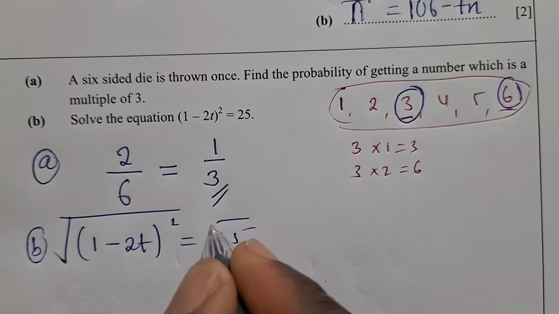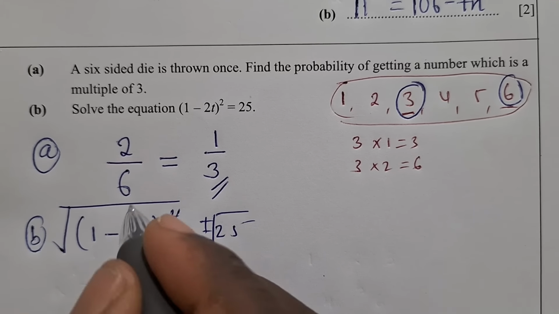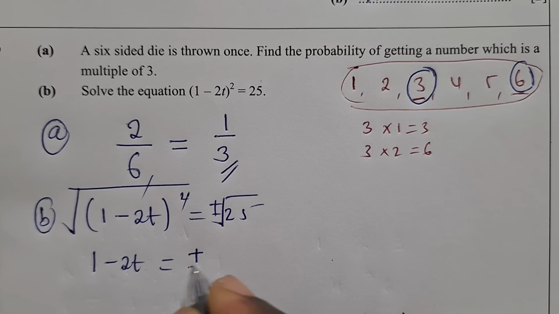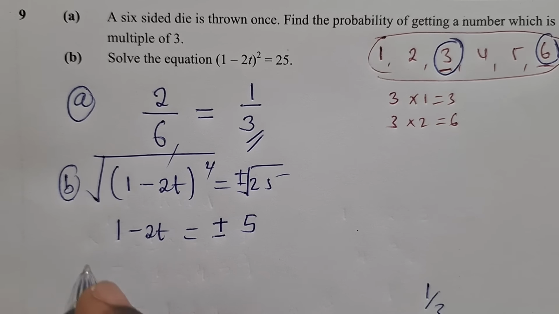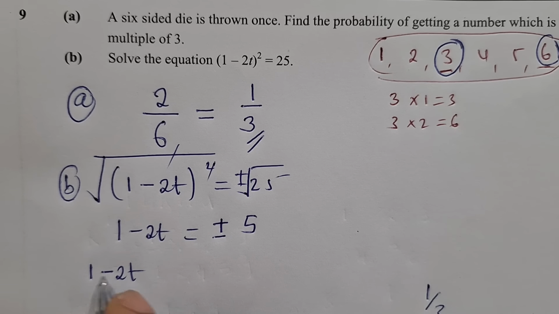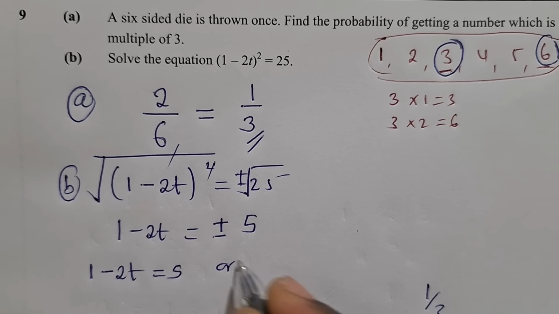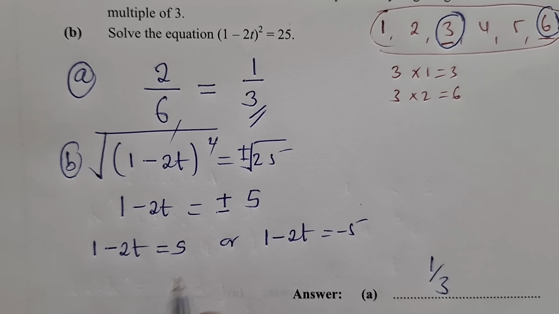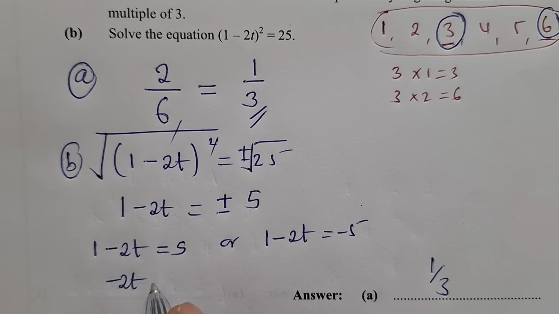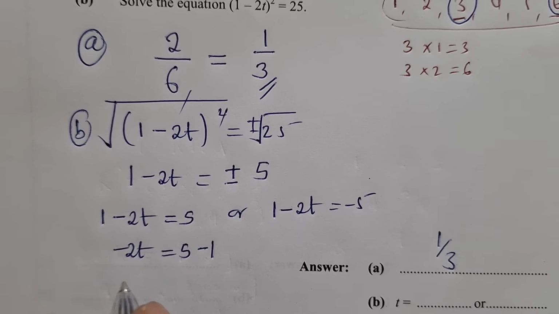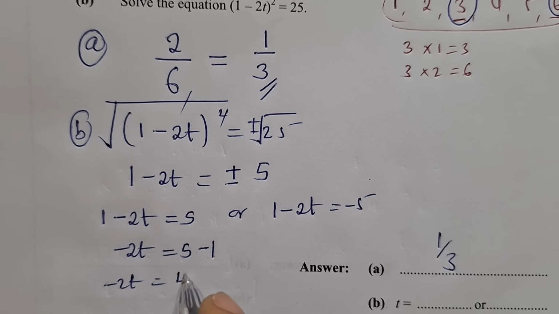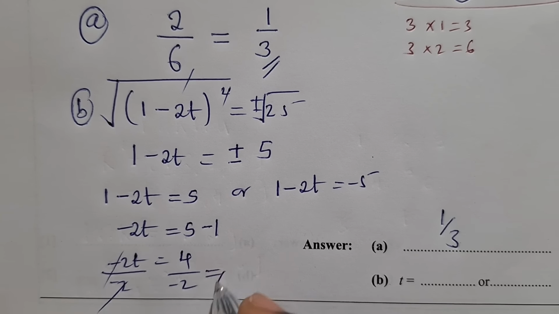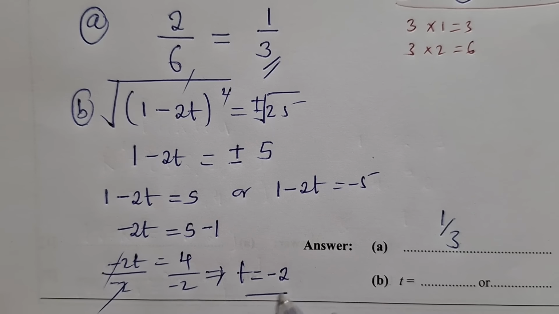So we square root both sides. We're getting rid of this power 2. We shall have 1 minus 2t is equal to positive or negative 5. We solve two equations. 1 minus 2t is equal to 5, or 1 minus 2t is equal to negative 5. So here, negative 2t is equal to 5 minus 1, negative 2t is equal to 4. Divide by negative 2 by negative 2. This and this will go. The value of t will be equal to negative 2.